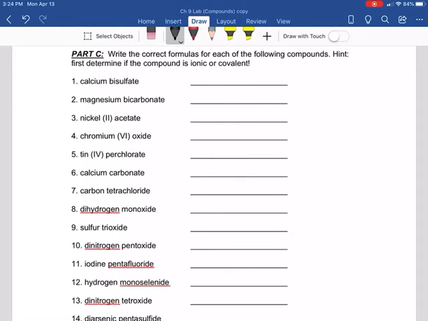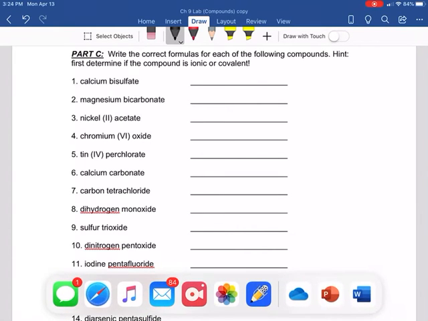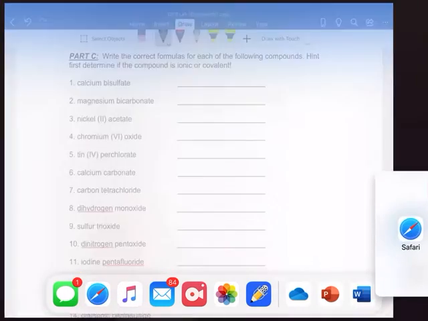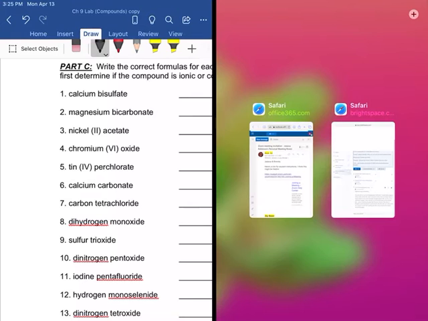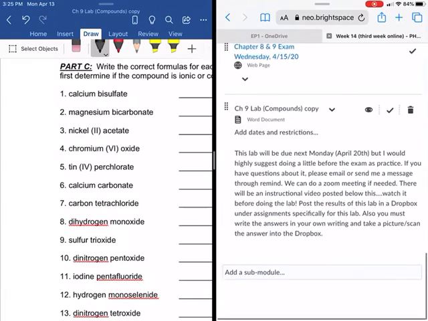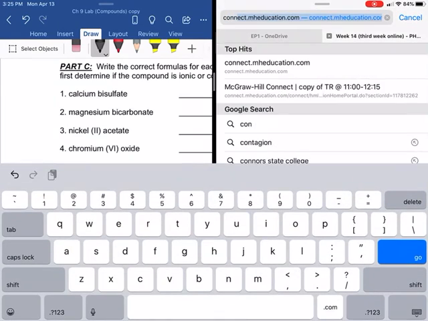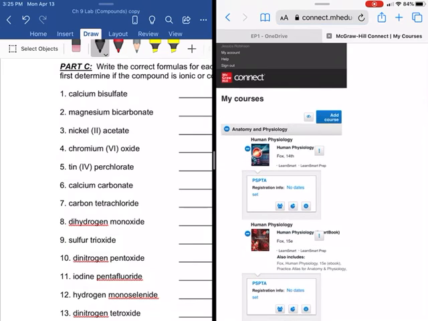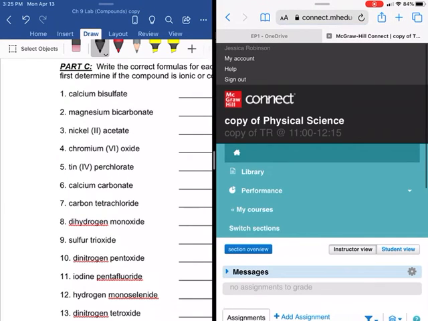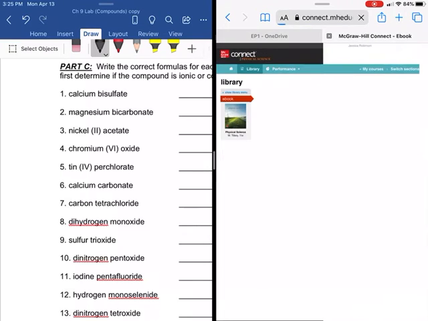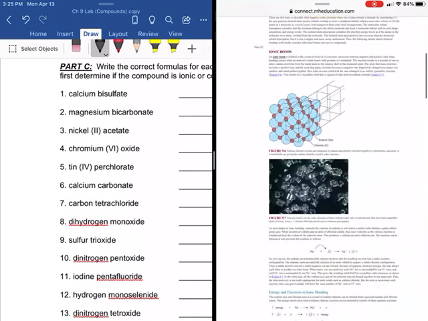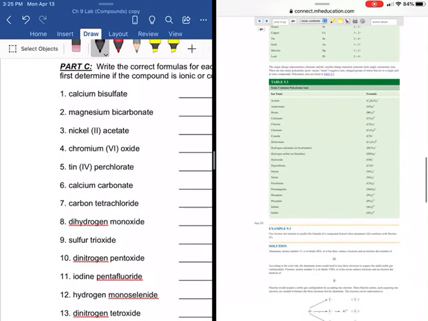All right, so calcium bisulfate. Now, this is where you're really going to want to have that polyatomic ion table. Okay, so let me bring that up really quick. Let's bring that up over here, and I don't want either of those really, but I'll go ahead and do connect. I'll go over here to the book, and I'll zoom in here.